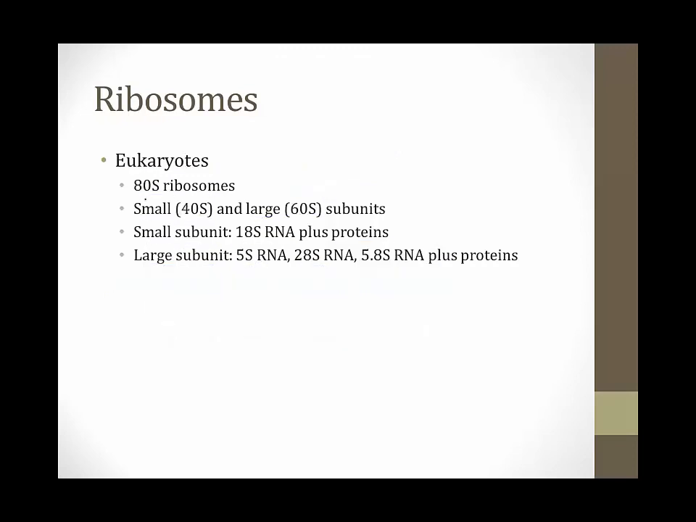So in eukaryotic or human cells, the ribosomes are 80S in size. They're made up of a small 40S subunit and a large 60S subunit. The small subunit has an 18S piece of RNA plus proteins.